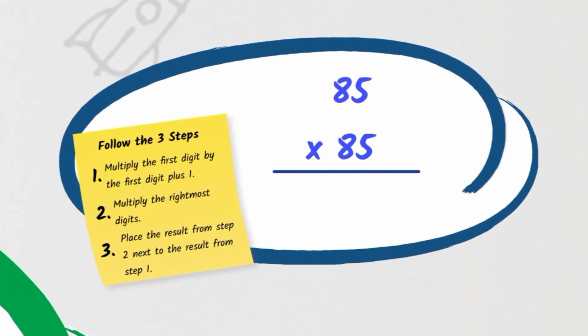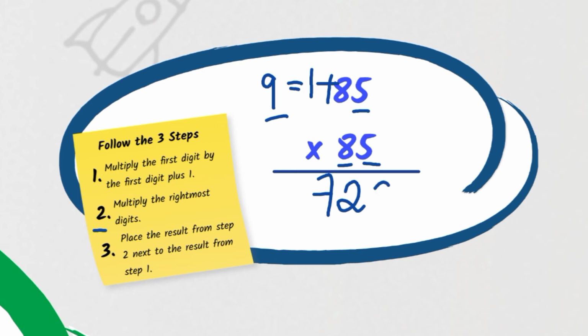Example number 8. 85 times 85. Again, before you multiply the tens digit for step 1, add 1 here, and then this will become 9, and 8 times 9 is equal to 72. And for step 2, multiply the rightmost digits. 5 times 5 is equal to 25. 85 times 85 is equal to 7,225.